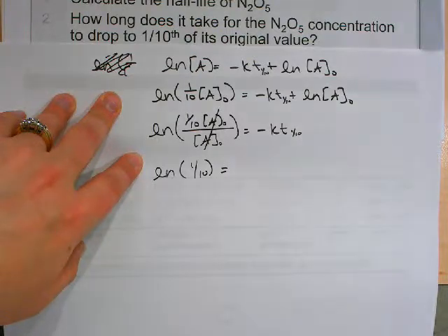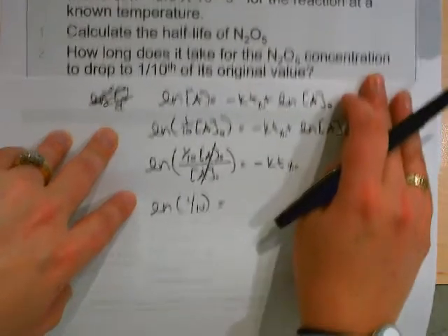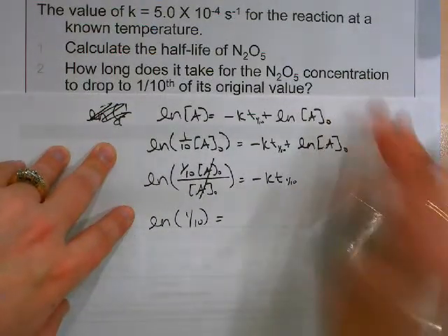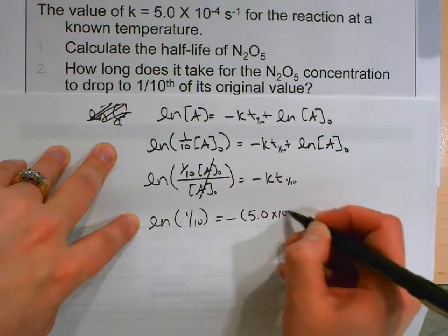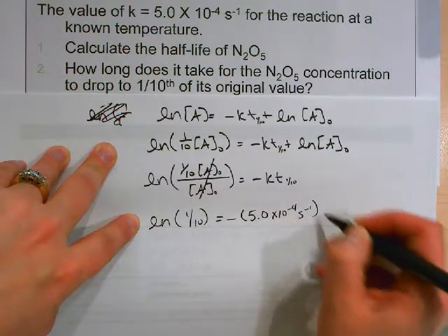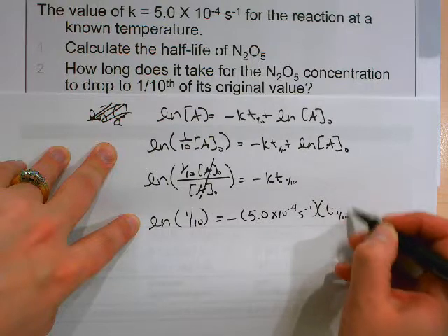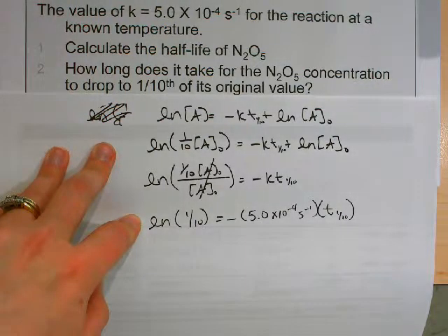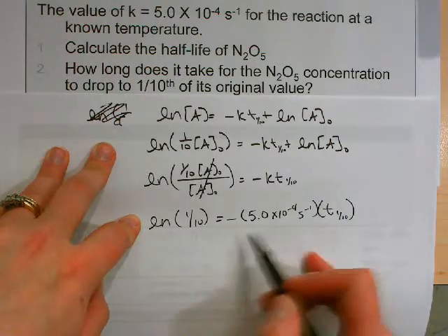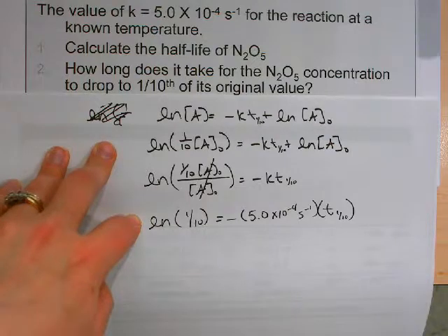Alright, what else do I know that I can plug in right now? K, right? K is still a constant. I'm just going to go ahead and plug that in. Now you just need to solve for T. Figure out the natural log of that, and divide by that. Make sure everybody gets the same answer I do.